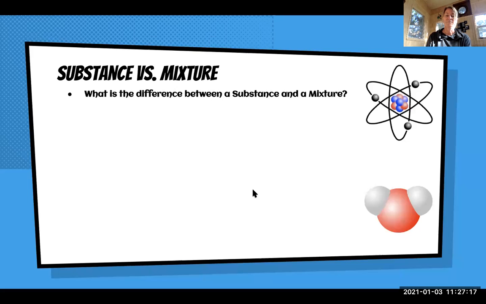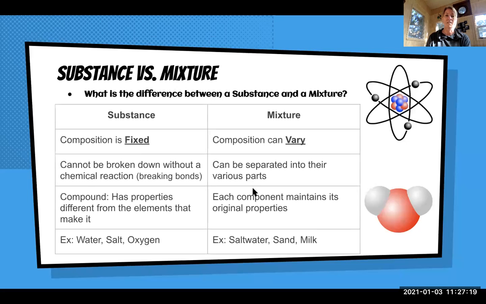Okay, so review substances versus mixtures. Substances have this fixed chemical composition like H2O. If I make it H2O2, it's no longer water, it's now hydrogen peroxide. So the composition is fixed. Whereas in a mixture, the composition can vary. I can add more M&Ms, I can take out the peanuts, and it still is the same mixture. We can't break down a substance to anything smaller without a chemical reaction, meaning without breaking the bonds, but we can break down the mixture and separate them into their various parts.